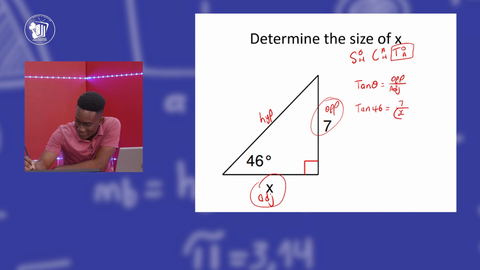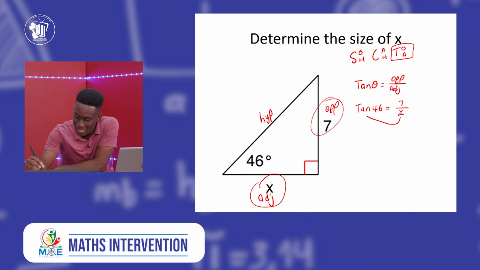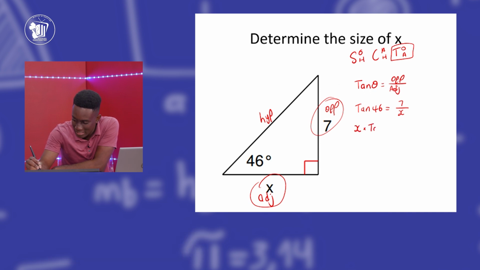We see the x is dividing, so a wise thing to do is to take the x over with the tan 46. The x is dividing, so when we take it over, it will multiply. So we'll have x multiplied by tan 46 is equal to 7. And then we have the tan 46 multiplying the x, so when we take that over, it will divide.